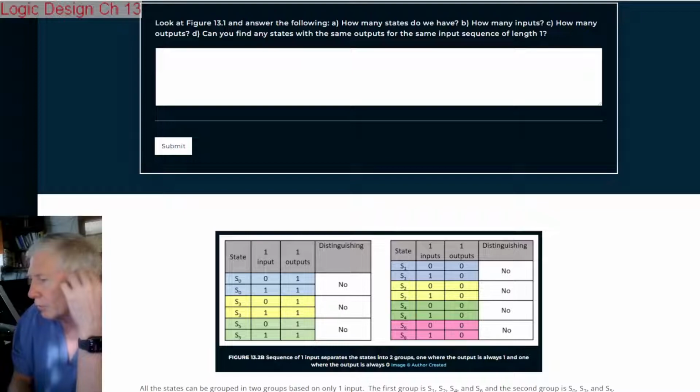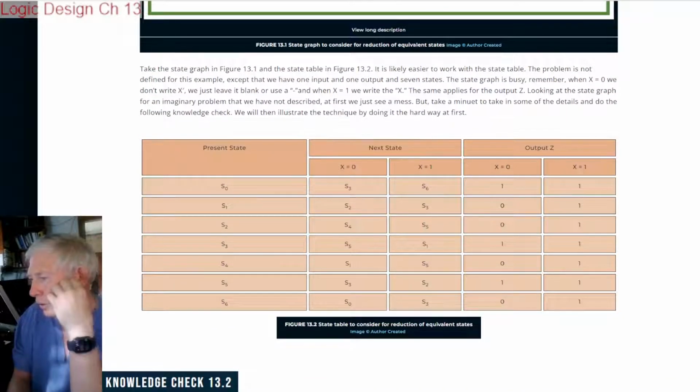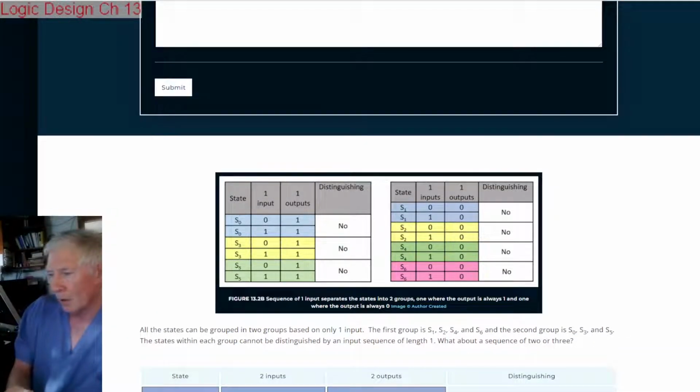Let's see. Did I do this wrong? Oh, yeah, that may be a mistake because the outputs are 0, 1. Yeah, all right. That is a mistake. So I can't fix this. I'm going to have to submit a request to get that fixed.